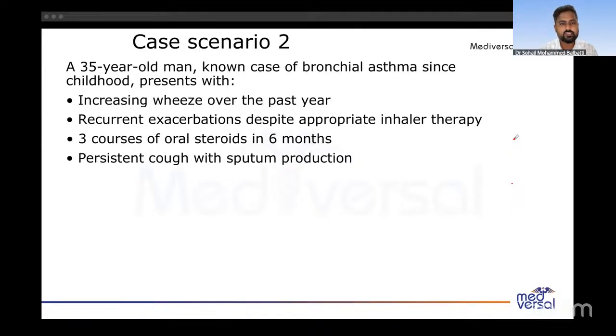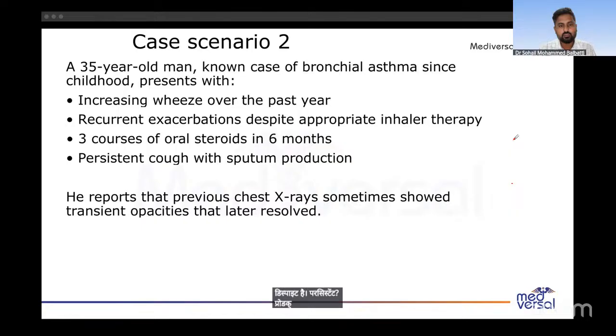He has already received 3 courses of oral steroid in the last 6 months. But despite that, he has a persistent cough with sputum production. He also tells us that his previous chest x-rays showed some transient opacities that later resolved when treated with steroid. So whenever he goes to any doctor, he gets an x-ray, and if there is an opacity, he gets treated with antibiotic, steroid and all, and when the x-ray is repeated, it has resolved.